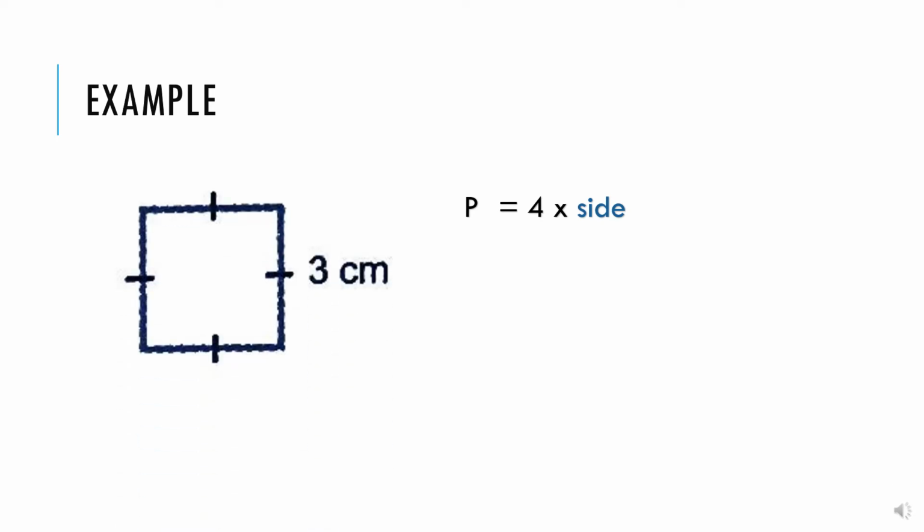Let's take a look at an example. You have a square with one dimension given as 3 centimeters, and that's all they really have to give you because we know a square has sides that are equal in length. So we just take 4 times 3, and that gives us a total perimeter of 12 centimeters.